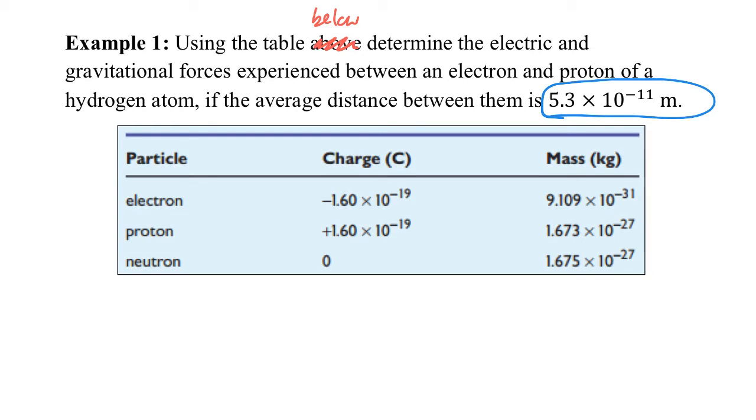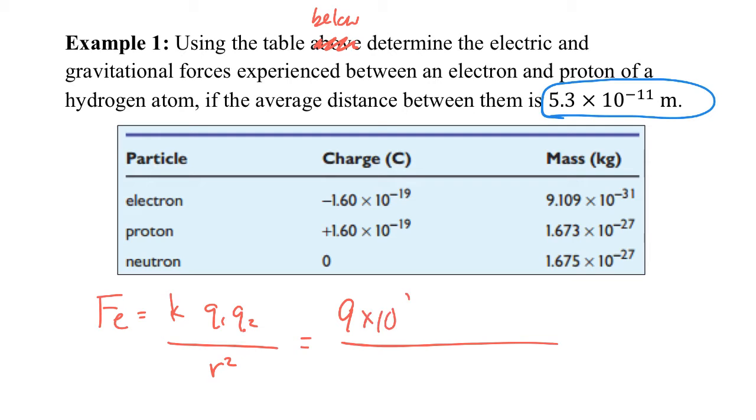Okay, so again, I'm going to go ahead and use these formulas. Let's start with the new formula. And this is K, Q1, Q2 over R squared. K is a constant. Again, you don't have to memorize it. It's a pretty easy one to memorize, though. It's 9E9, or 9 times 10 to the 9, Newton meter squared per Coulomb squared.